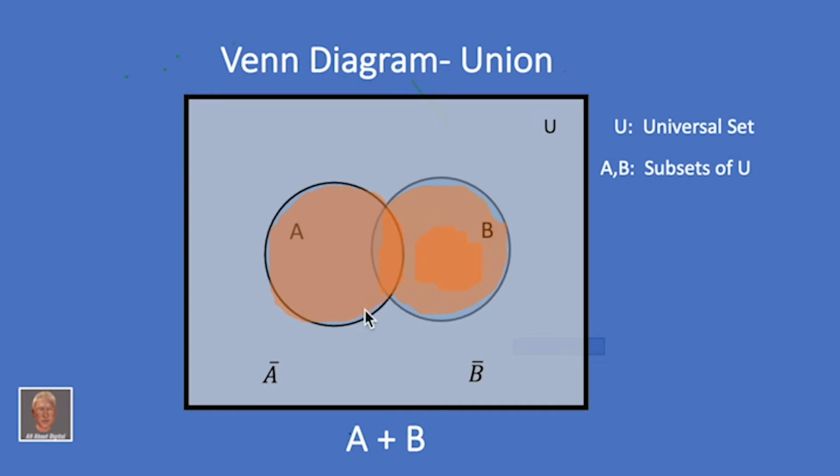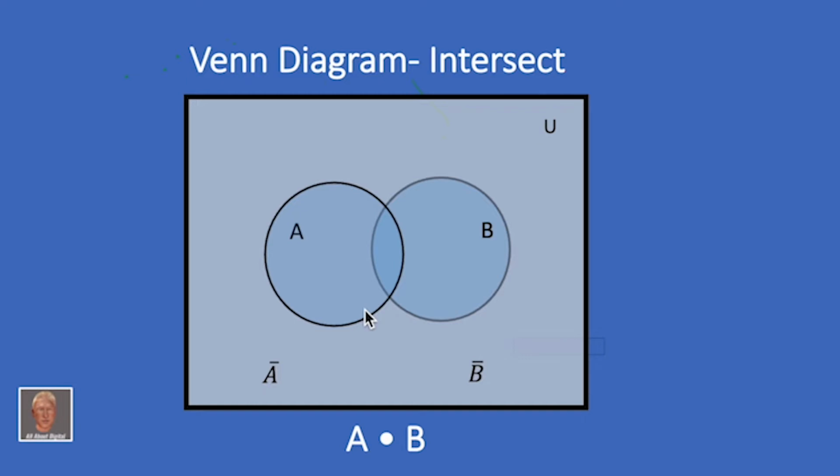Okay? Now the intersect, or the multiplication of two functions, A and B, two subsets of the universal set, is just this intersection of the two functions A and B. Everything that is common to A and B is called the intersect, and it's just this area right in the middle here.